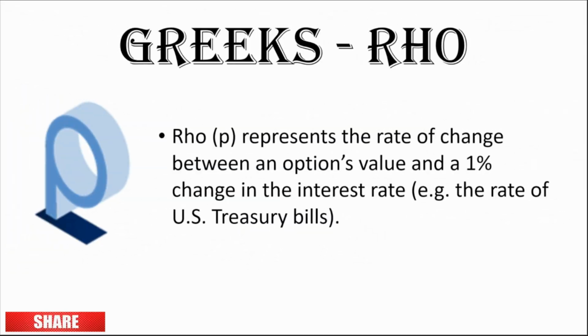The last option Greek that we're going to have a look at is Rho. In this course, we will not pay much attention to rho, as it only affects options with long-term durations. But rho represents the rate of change between an option value and a 1% change in the interest rate. As interest rates increase, the value of a call option will generally increase, while put options decrease. For this reason, call options have positive rho and put options have negative rho.